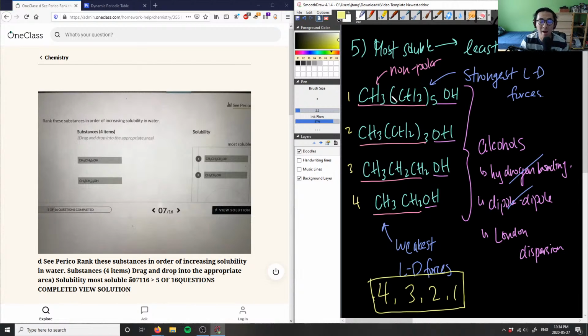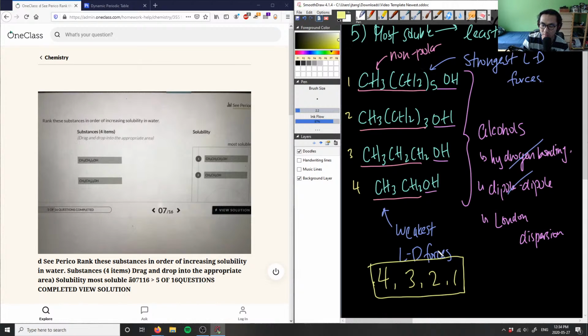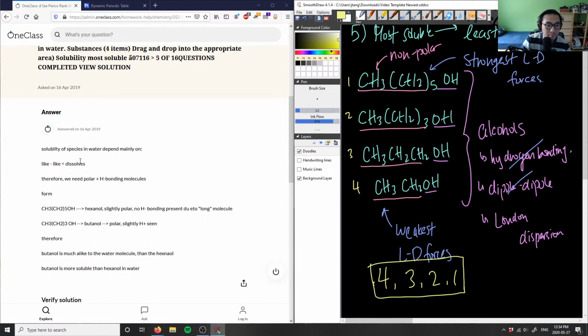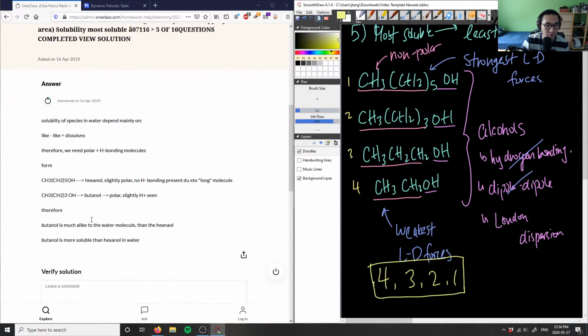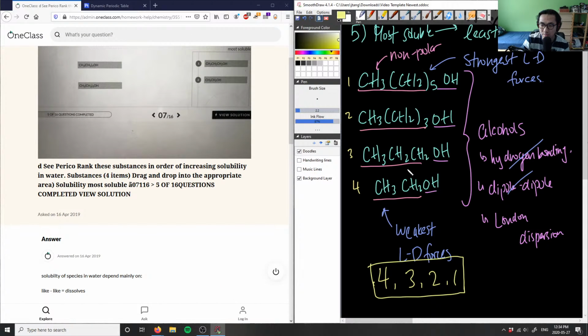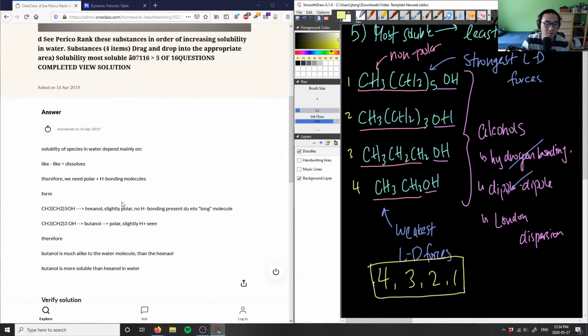Again, the longer the alkane chain, the more nonpolar the molecule is going to be, because it's pulling the electron difference away from our hydroxyl group. So again, it's 4, 3, 2, and 1. It says here solubility depends on like dissolves like, which is good. Therefore, butanol is more alike to a water molecule than hexanol, so butanol is more soluble than hexanol. Ethanol is the most soluble, then propanol, then butanol, and then hexanol. So this solution is correct.